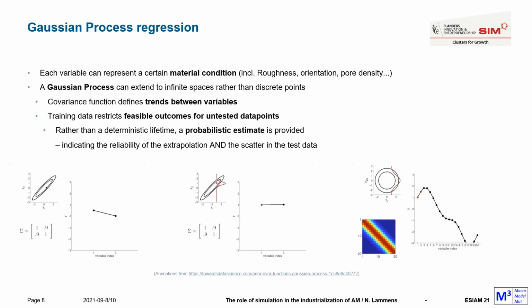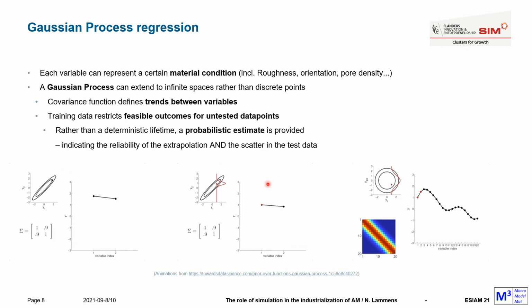In our approach, we use the Gaussian process regression to model the fatigue life. The animations at the bottom of the screen illustrate how such a regression works. Starting on the left, you see two variables, y1 and y2, and imagine that they represent a lifetime of a coupon in a certain material condition. On top of the two variables, we also define a covariance matrix, which defines how the two variables are related to each other. In this case, we chose a positive correlation, meaning that the value of y2 moves up with the value of y1 and vice versa.